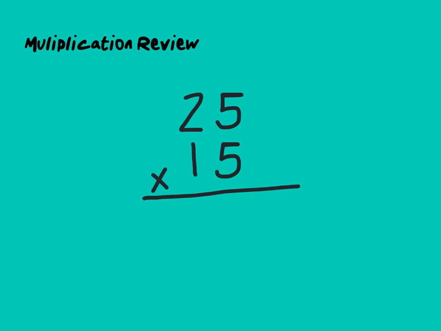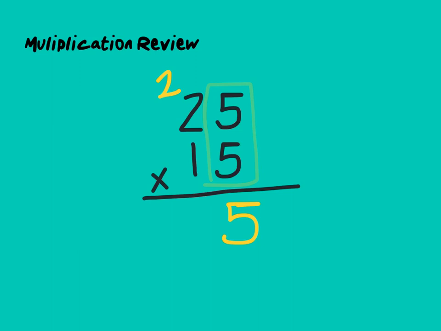Let's start by reviewing how to multiply two numbers. Here we have 25 times 15, and you can think of this as 25, you're multiplying by 5, and then you're multiplying by 1. So we're going to start with the 5 first and multiply the 5 times 5. And we would get 25, so we will put the 5 down and carry the 2.